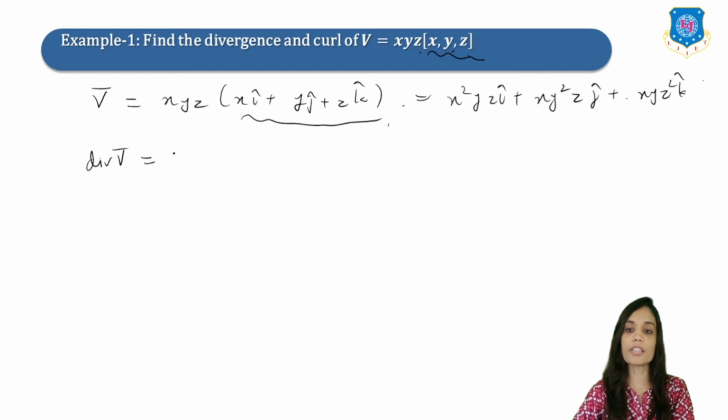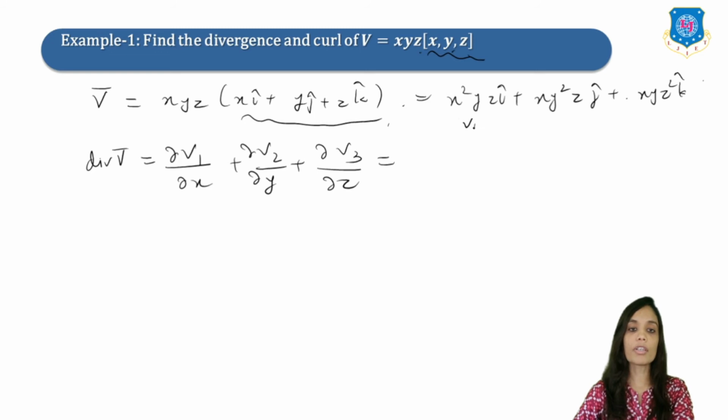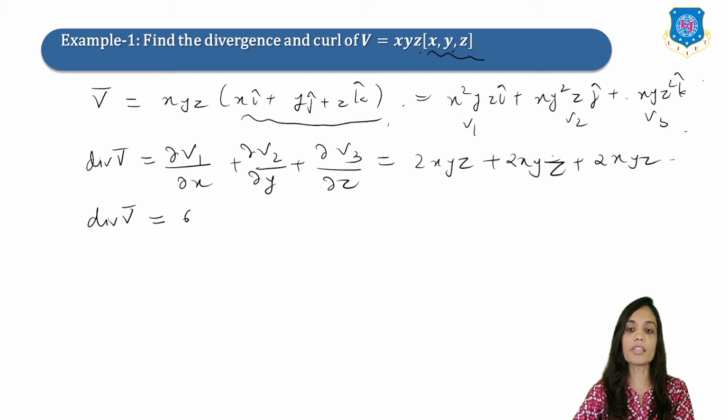Now firstly let us find the divergence of v bar. So the formula is del v1 upon del x plus del v2 upon del y plus del v3 upon del z. This is your v1, this is your v2, this is your v3. So it will be 2xyz plus, again if I do the derivative of this, it will be 2xyz, and the last derivative will also be 2xyz. So the final answer of the divergence of v bar is 6xyz. Okay, so now let us find the curl of v bar.